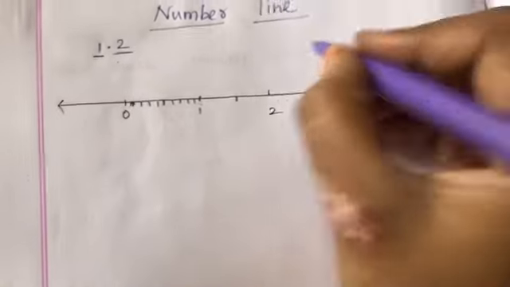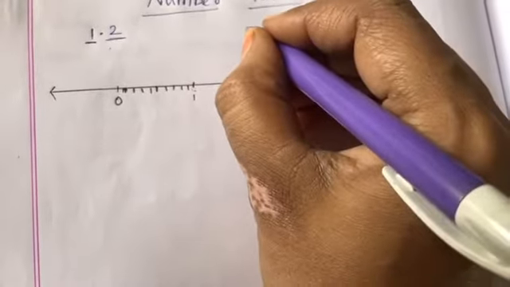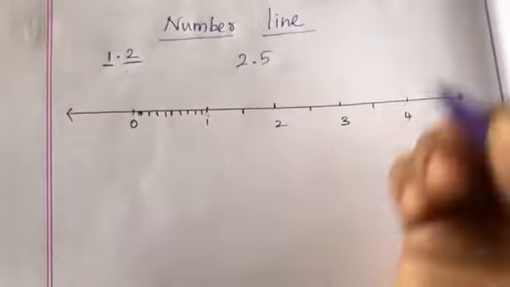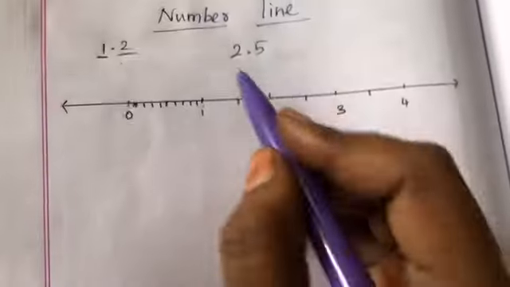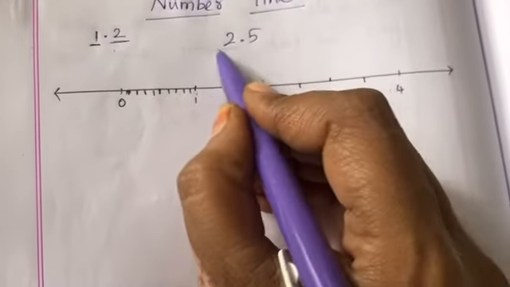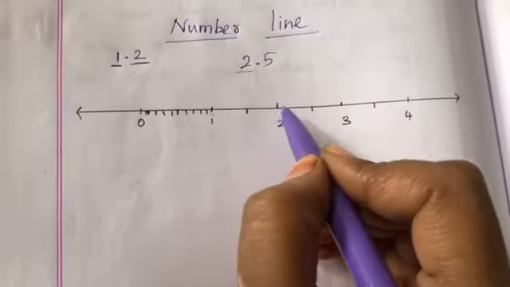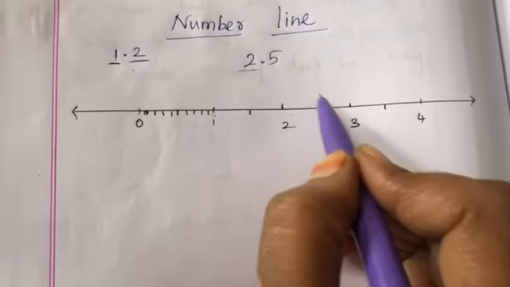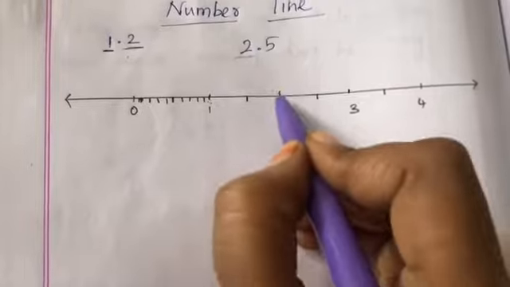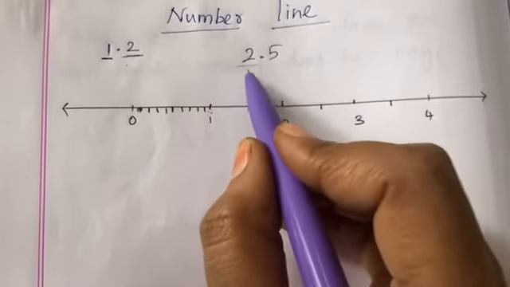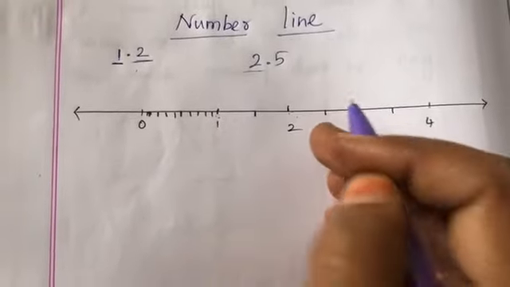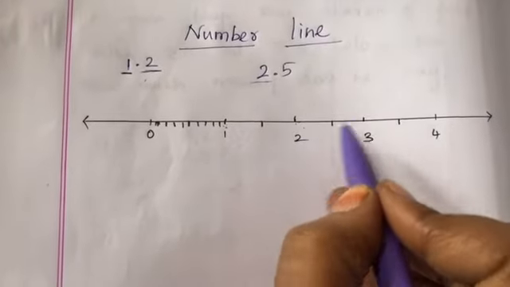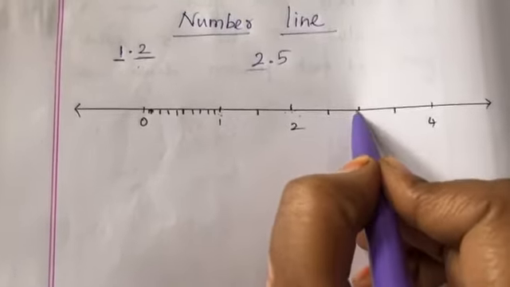Okay, so for example, now 2.5. First you have to check the integral part. The integral part is 2. So the decimal number should come after 2, so between 2 and 3. Okay, so 2.5 means this number should come between 2 and 3.